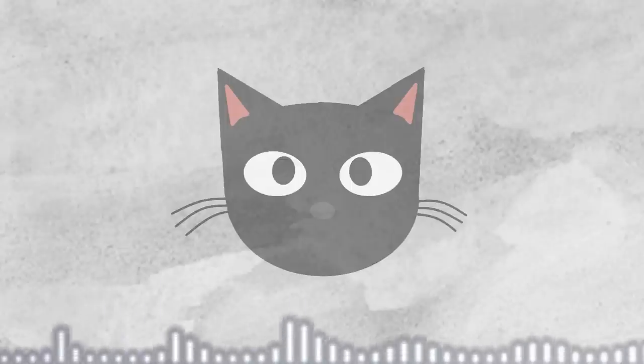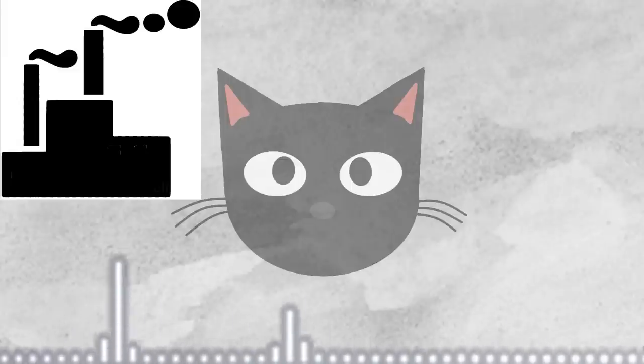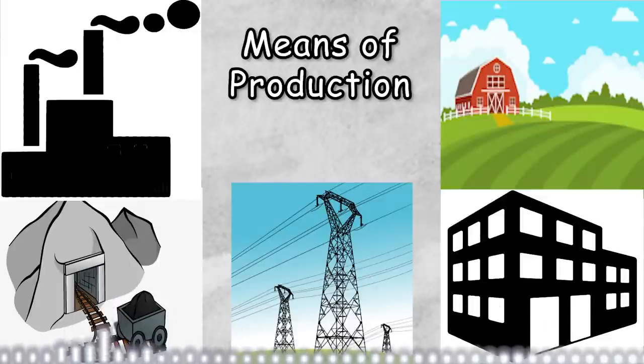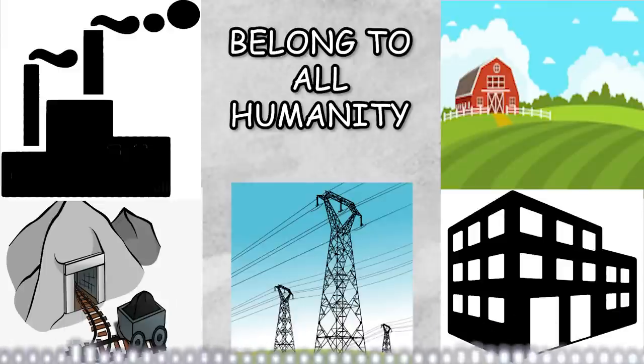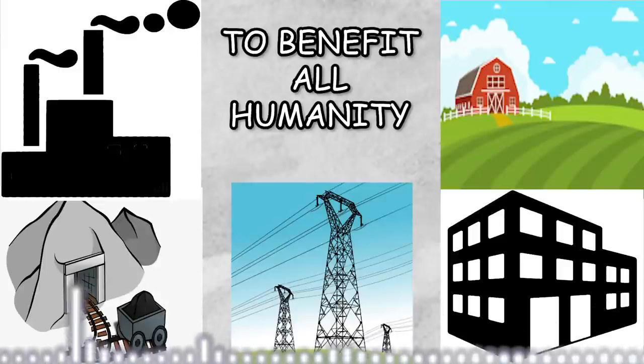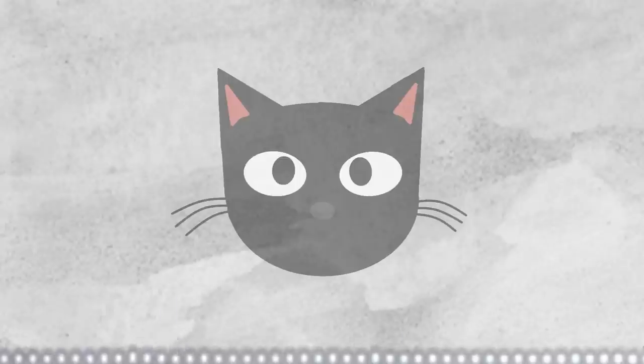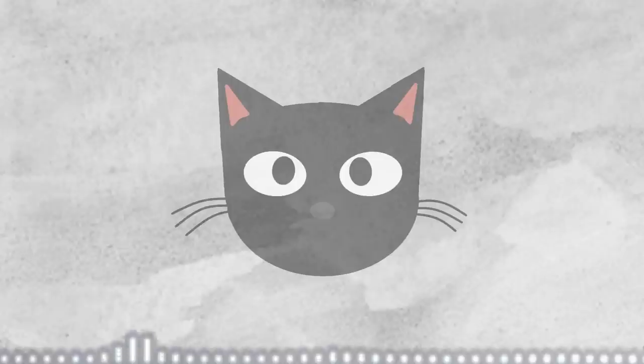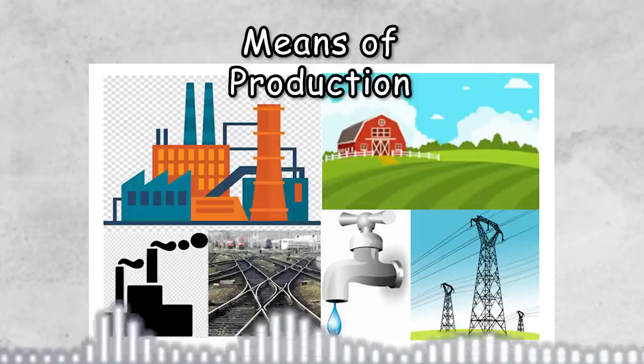One of the biggest goals in this revolution is for the factories, the farms, the power plants, and all the means of production throughout the economy to no longer be private property used for private profit. Instead, the economy must belong to all humanity and be used to benefit all humanity. This goal can be achieved by workers, and to do so, they must organize themselves so they can act as a cohesive, coordinated force to take control of the factories and other workplaces.